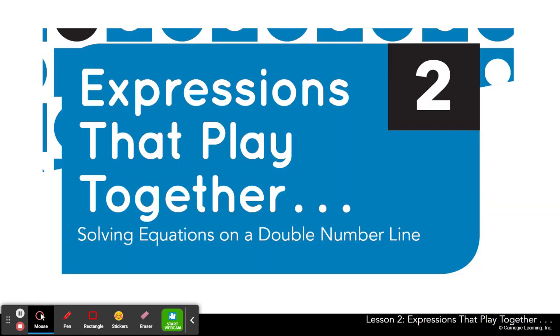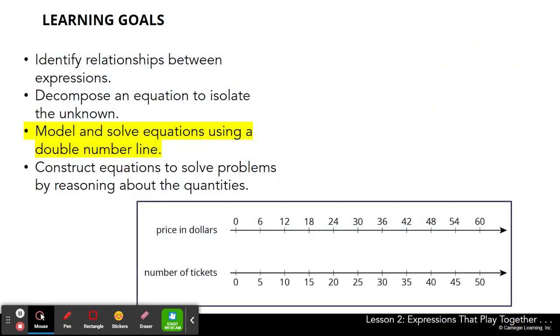Hey kiddos, this is Module 3, Topic 3, Lesson 2, Expressions that Play Together. In this lesson, you will model and solve equations using a double number line.